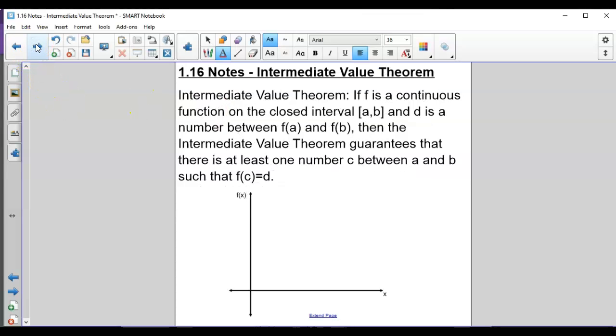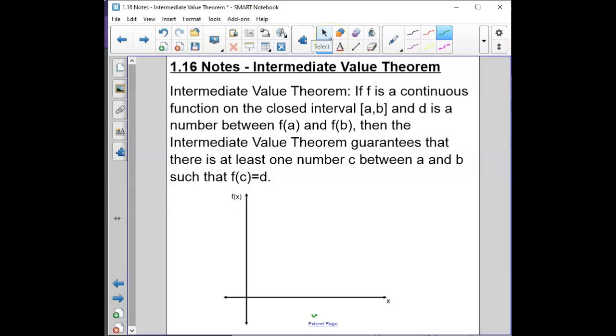And the intermediate value theorem looks really complicated, but it's really a very simple idea. Okay? The intermediate value theorem says if f is a continuous function, this is what I was just talking about, f is a continuous function on the closed interval a to b, and d is a number between f of a and f of b, then the intermediate value theorem guarantees that there is at least one number c between a and b such that f of c equals d. So, sounds very complicated, something difficult to understand, but let's draw it out, and I think that really helps.